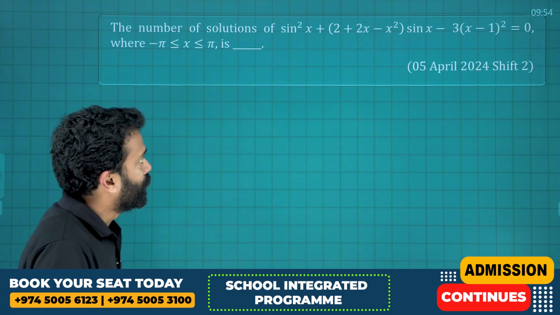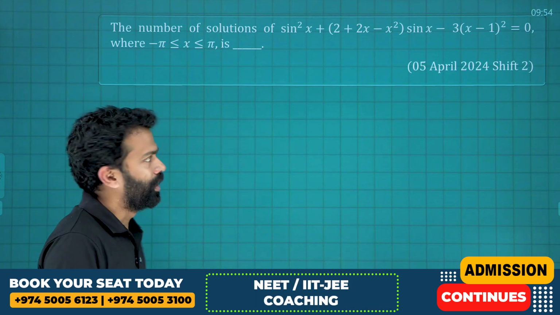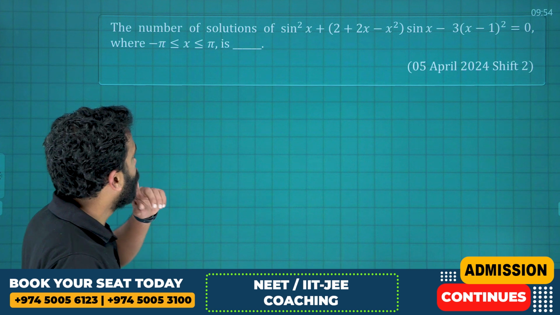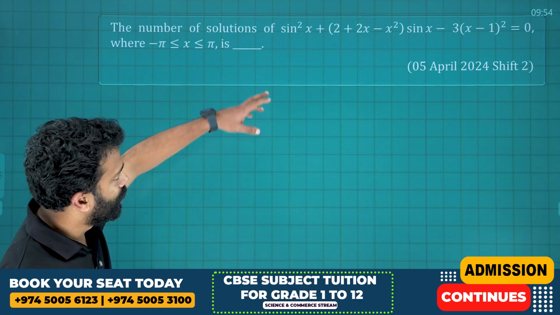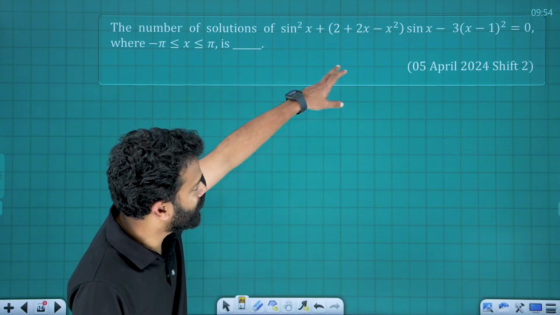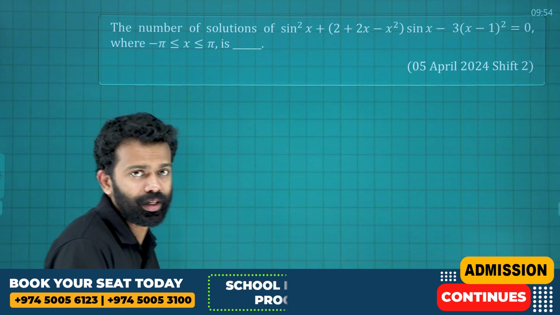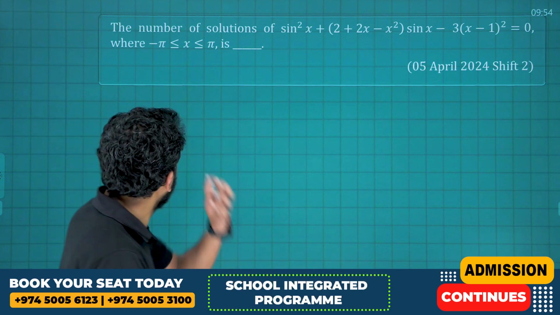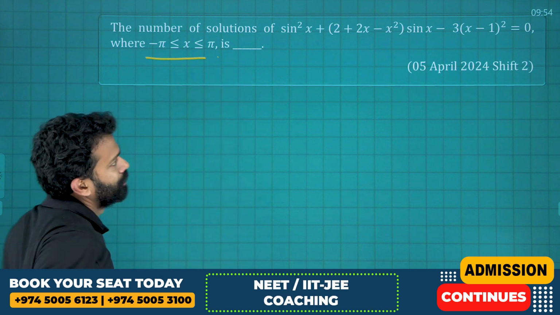Okay, another beautifully well-crafted question. Okay, so you need to find the number of solutions of sin square x plus (2 plus 2x minus x square) sin x minus 3 into (x minus 1) the whole square is equal to 0, in the interval minus pi to pi.